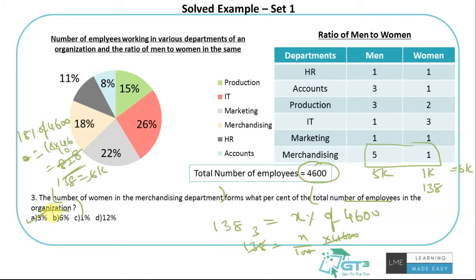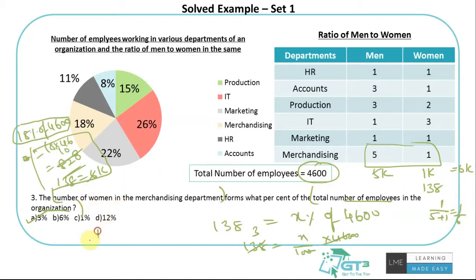So what I was talking about earlier, see, once I know this is 18%, right? Let me not find out all of this. I just know this is 18% of 4600. That's the total number of people in merchandising. What is the fraction of women? If you are comfortable with the ratios, you understand this should be 5:1. That means the woman is basically 1 by 5 plus 1. That's 1 by 6th part of the total.